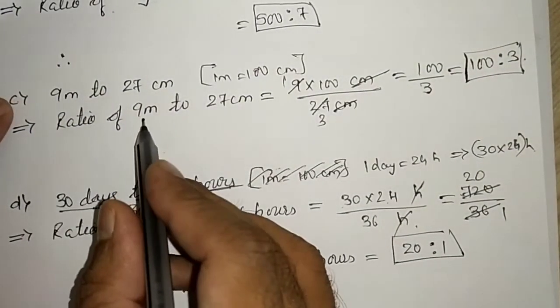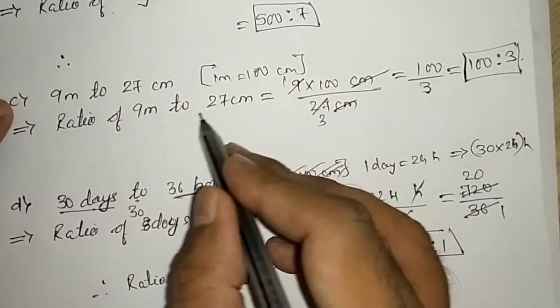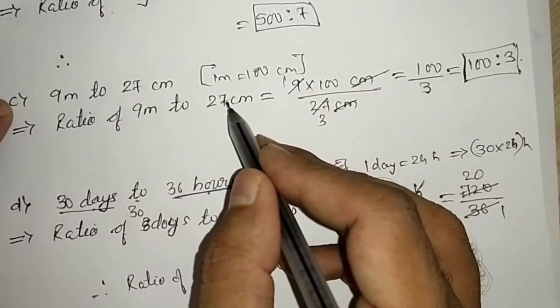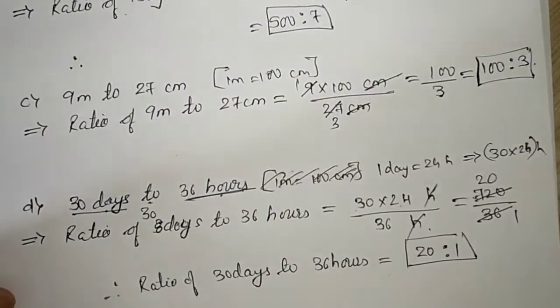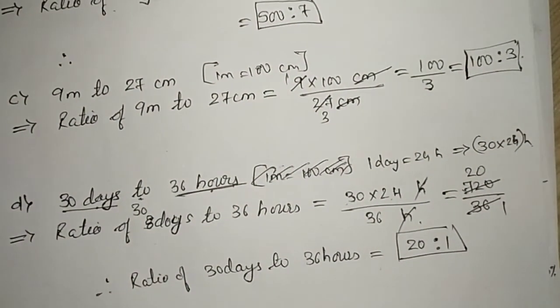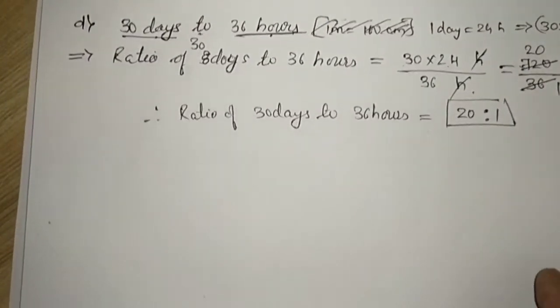Similarly, the ratio of 9 meter to 27 centimeter is equal to 100:3. Hope you have understood this question. Now moving to the second question, let me first write it down.